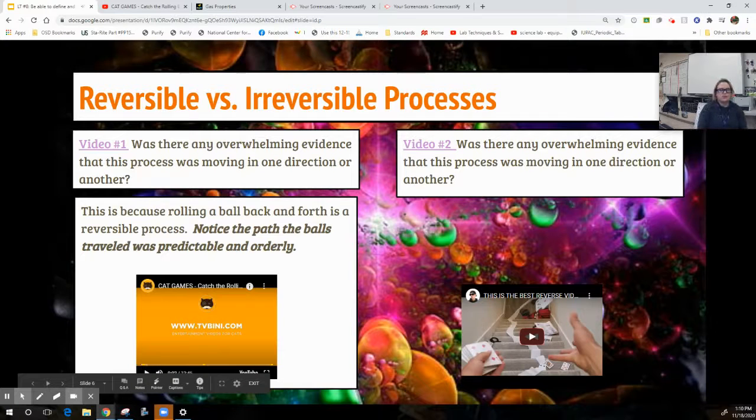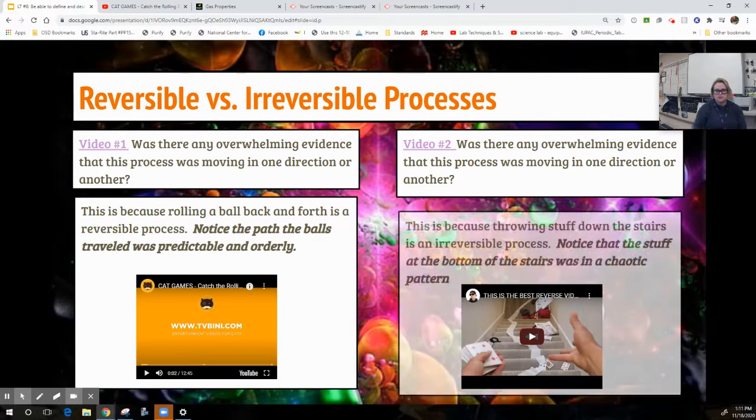you noticed that there was a lot of overwhelming evidence that this process was moving in reverse. And we know that because the system was going from a very chaotic pattern to a very orderly pattern, which is the opposite of what we know about the second law of thermodynamics. The second law of thermodynamics, things like to go to chaos. They don't like to go from chaos back to order. So, stuff being thrown down the stairs is an irreversible process. Is it possible for that stuff to be thrown back up the stairs and be put into the exact same order it was before?